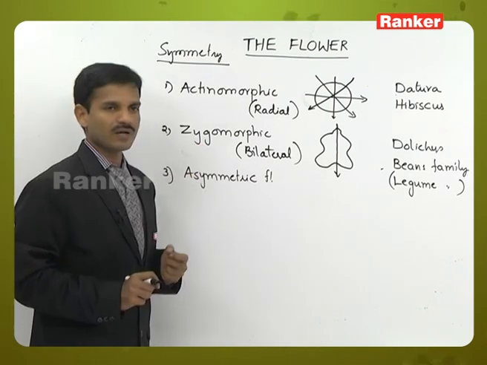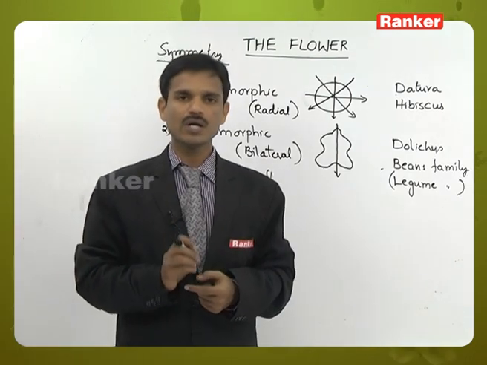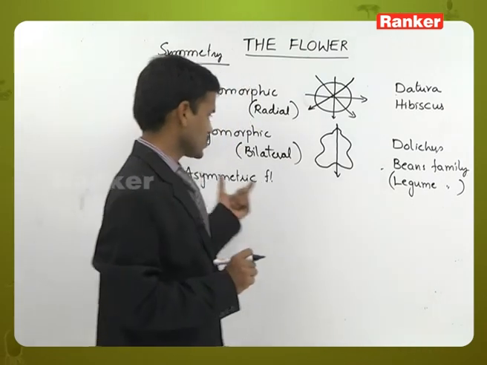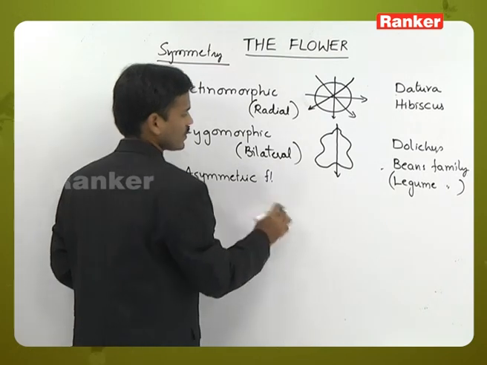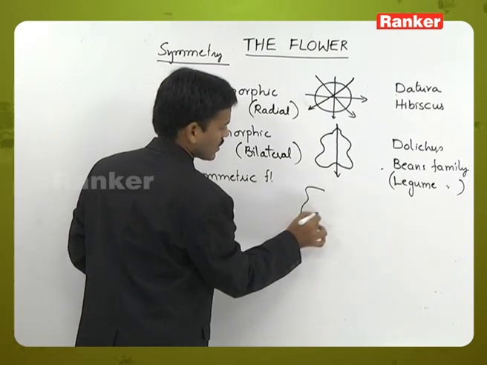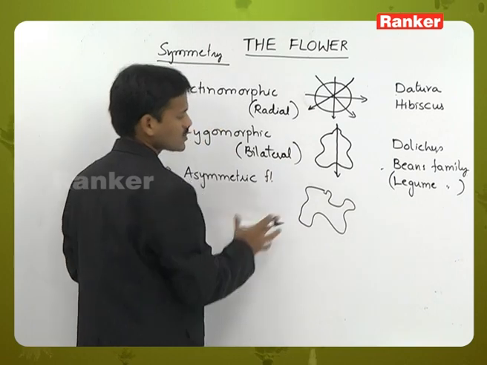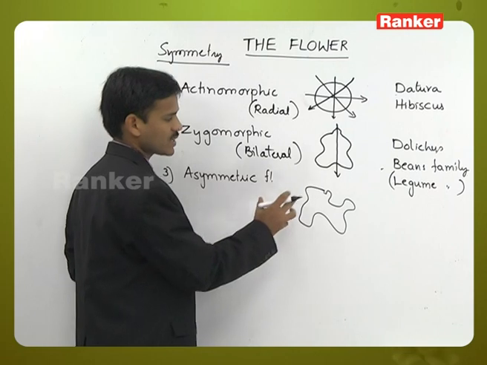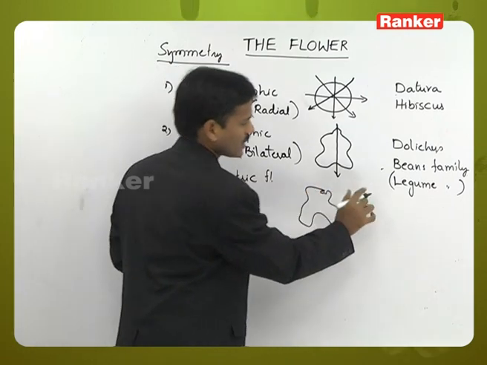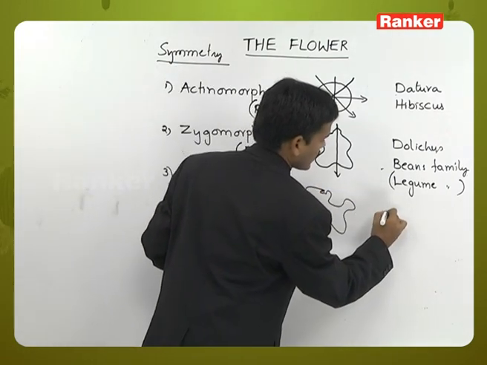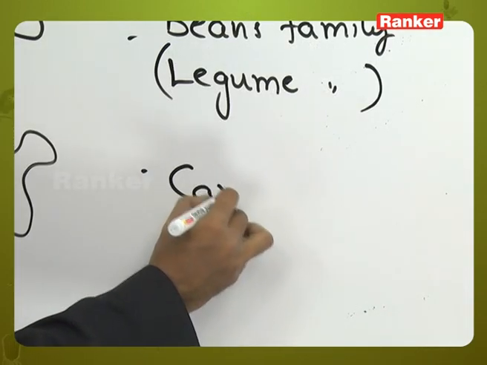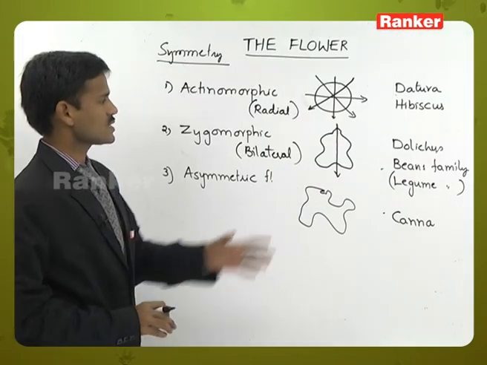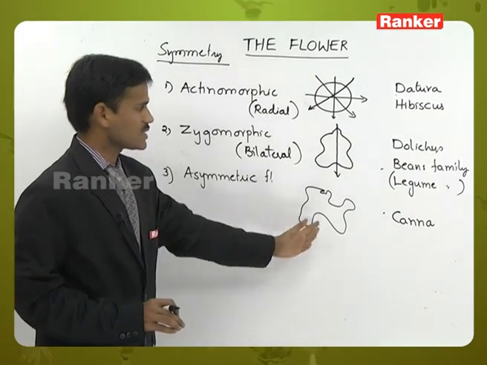Next, asymmetric flower. The flower cannot be cut into two equal halves by any radial plane. So that is asymmetric flower. So no symmetry. For example, here one diagram is there. It cannot be cut into two equal halves by any plane. This type of flower is called asymmetric flower. It is observed in Canna indica. These are just for understanding these diagrams.